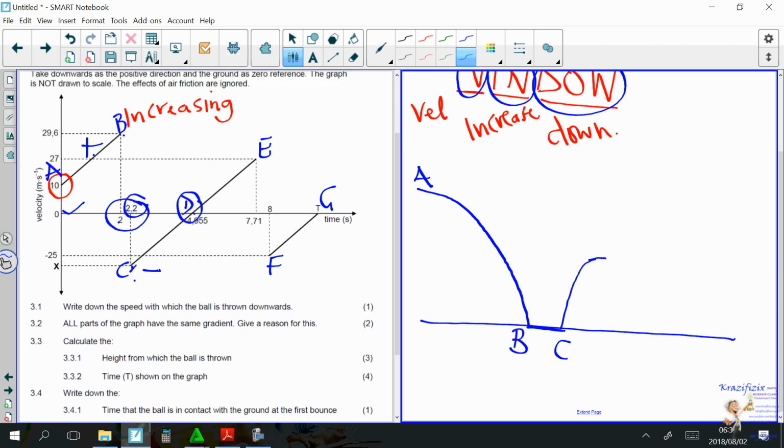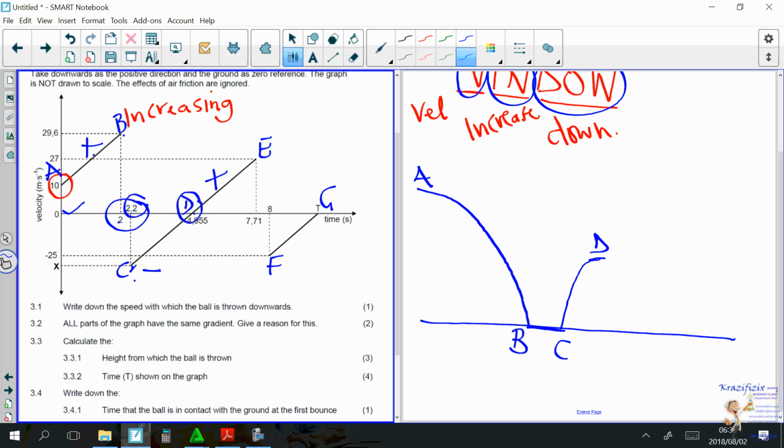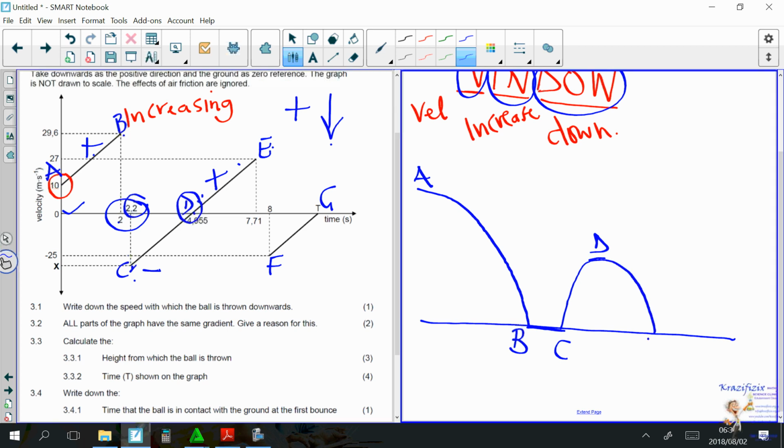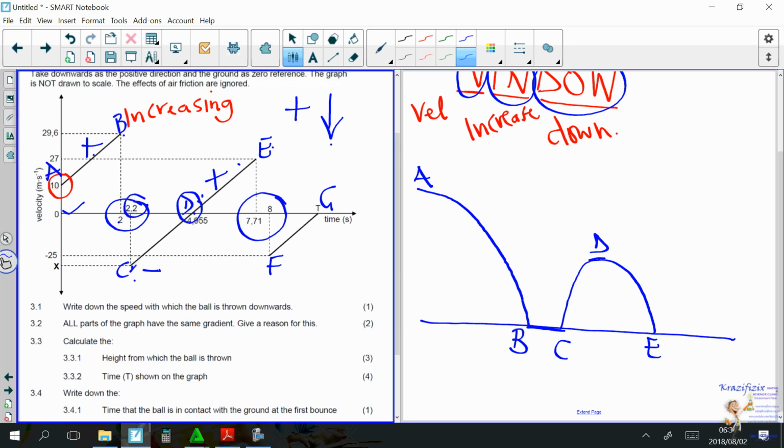All right? Reaches the maximum height, D. What happens here? It's now positive again. They said take positive as down. So every time it's on the positive side, it's actually going down. So D to E must be down. E reaches the ground. Again, check 7.71 seconds. And between 7.71 and 8, that's about 0.09 seconds. It spends a time again on the ground.